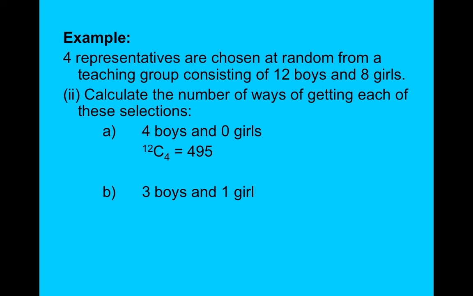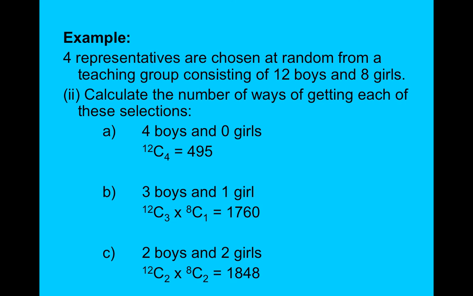What if it's 3 boys and 1 girl? Well, that means I've got to choose 3 boys from 12, so 12C3, and multiply it by 8C1. That gives me 1,760. Just one last example, 2 boys and 2 girls. So I'm going to choose 2 boys from the 12, so 12C2, and so multiply 2 girls from the 8, so 8C2, giving me 1,848.